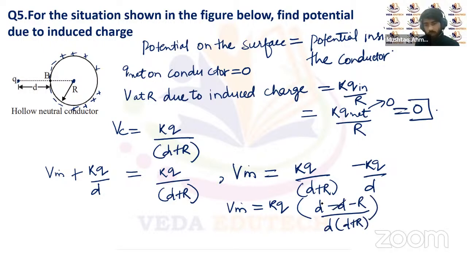So from here, T and T will get cancelled. So the net potential because of this induced charge will be minus KQ upon T multiplied by (T plus R). So this will be the net potential because of the induced charge on the surface of this conductor, right?